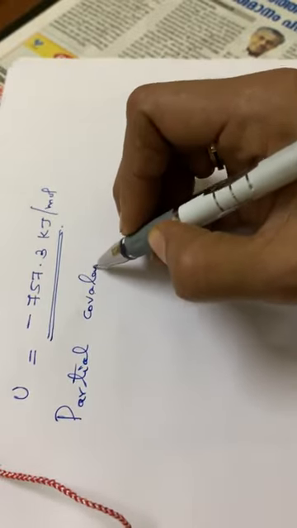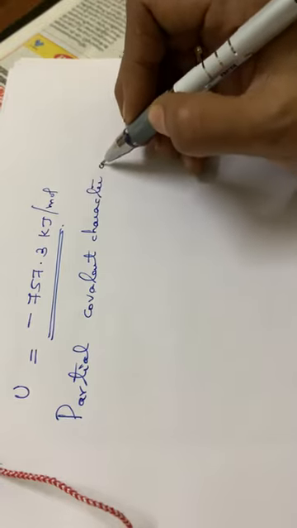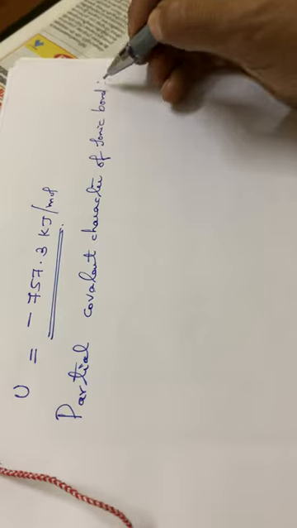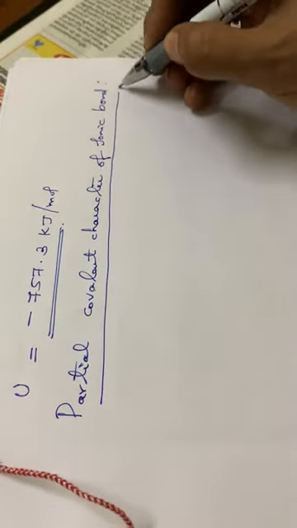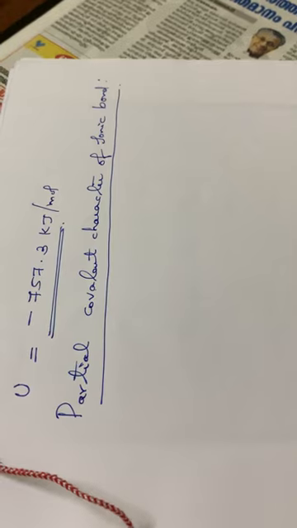Partial covalent character of ionic bond. That means how an ionic bond shows a partial covalent character. An ionic bond is usually a polarized bond, isn't it? It has plus and minus charges. Then how will it have this covalent character? That is what is explained here.